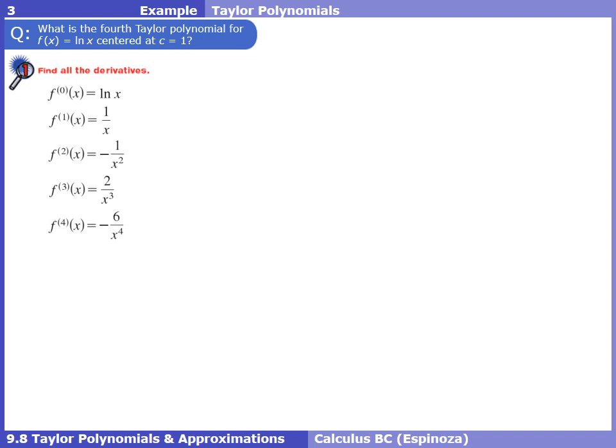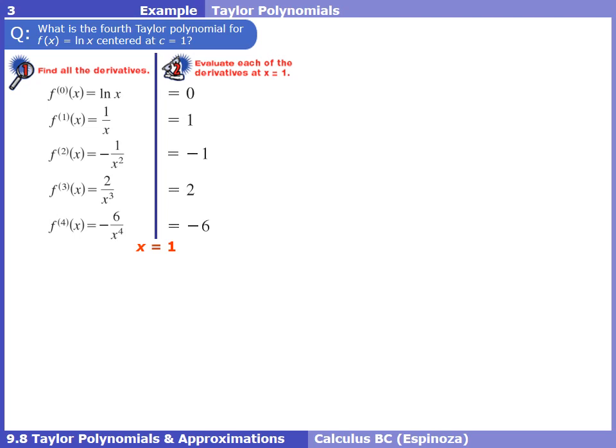We want to find this Taylor polynomial centered at 1, which means we need to evaluate all of these derivatives at 1. So I'm going to put this bar here. It's really to separate step 1 and step 2, but it's also to remind you that this bar is telling you to plug in x equals 1 into all of these derivatives. So when we do that, we'll end up with 0, 1, negative 1, 2, and negative 6.